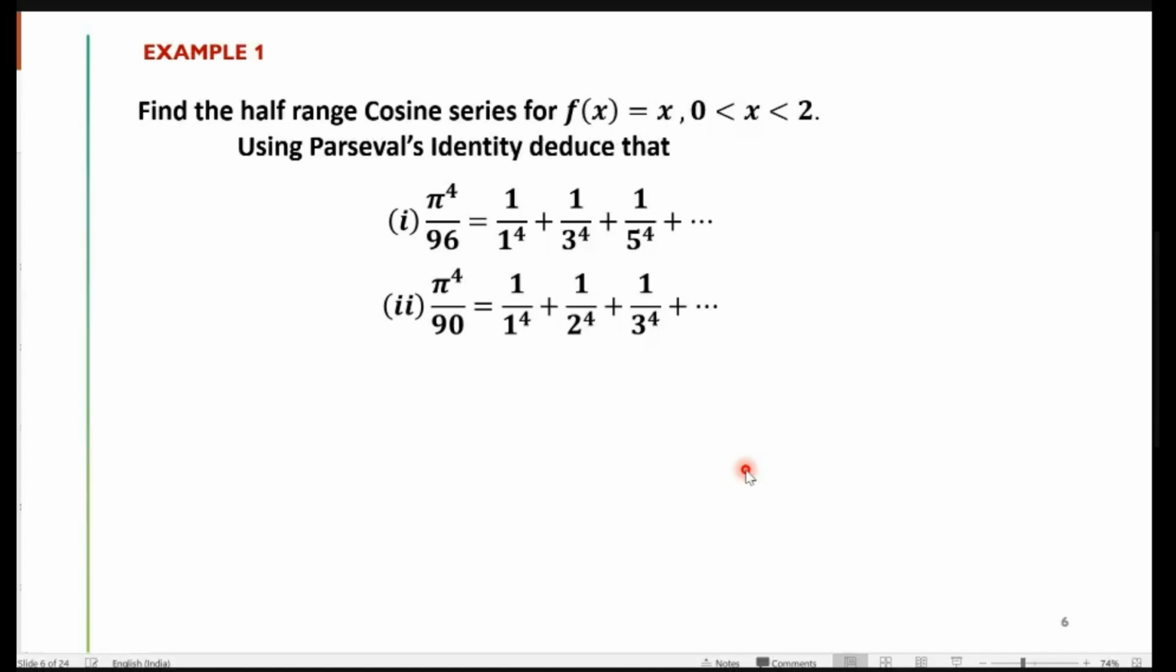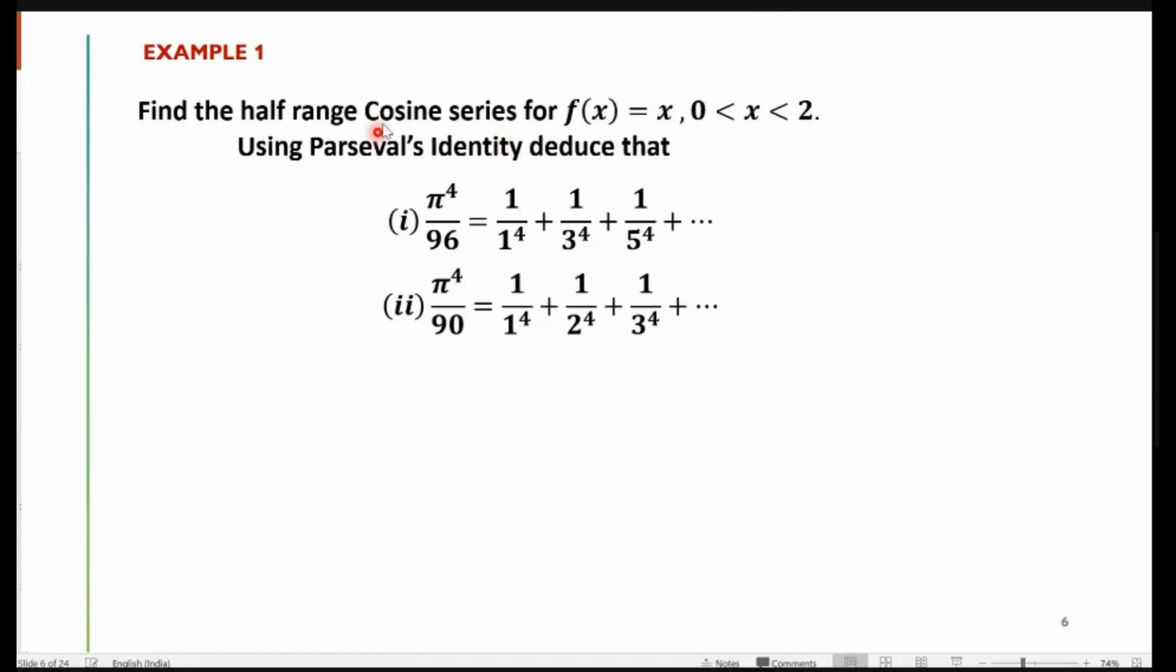Okay. Yeah. So tell me, what is the length or what is L in this problem? Half range cosine series for f of x is equal to x. What is the value of L? Okay, L is equal to 2. So normally, if you take a Fourier series, the length of the interval is either 2L or 2 pi. In the half range series, the length of the interval is L or pi. So here it is a half range series defined in 0 to L. So L value is equal to 2.